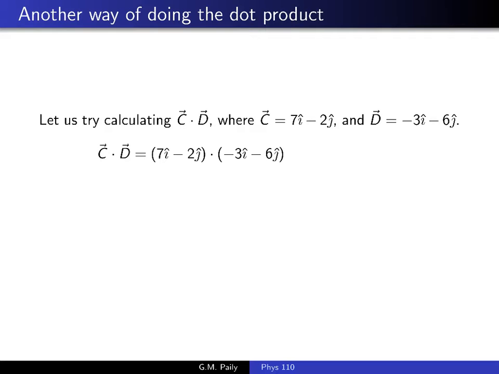What we will do is FOIL the product. We multiply the two i terms together. We multiply the i and j term together, then the j and i term together, and then the two j terms together. We have foiled it and written it out over here.